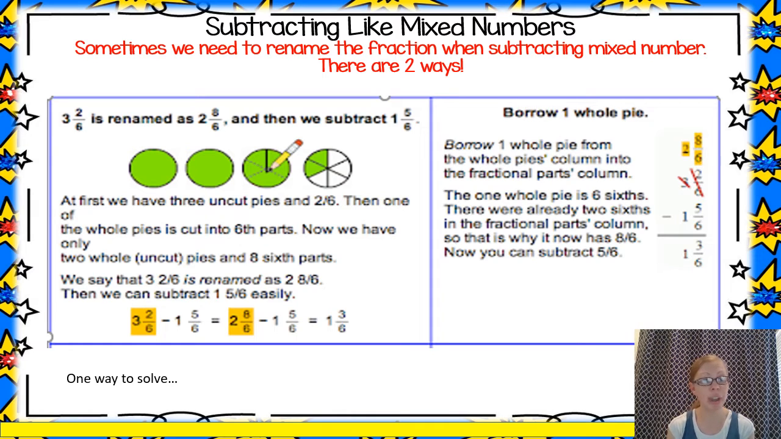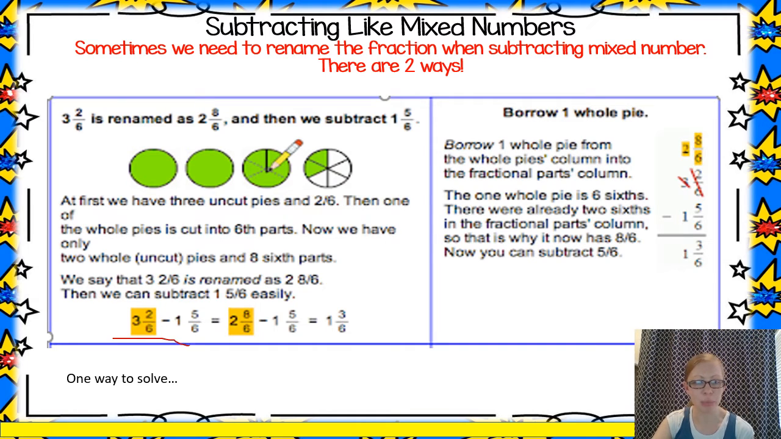can subtract correctly. If we look at this problem, 3 and 2/6 minus 1 and 5/6, let me underline this problem here. We see that they have common denominators. However, when we go to subtract our fraction parts, we can't do 2/6 minus 5/6. 2 is smaller than 5.